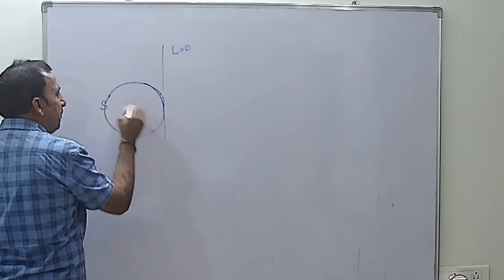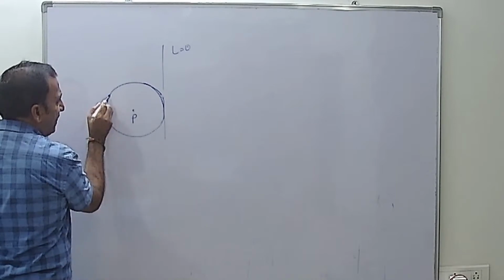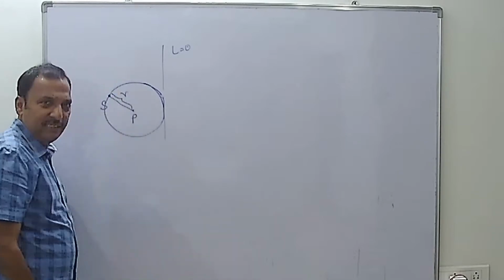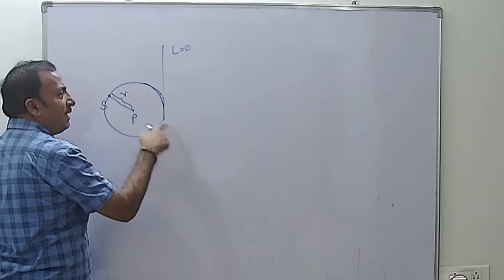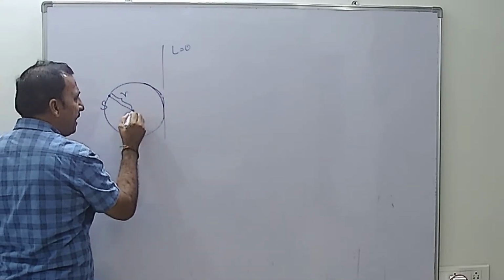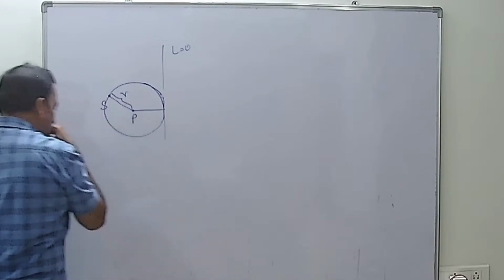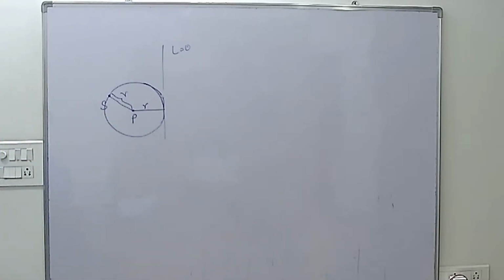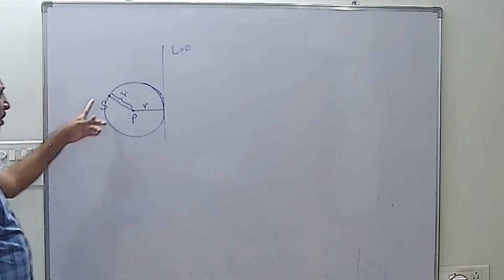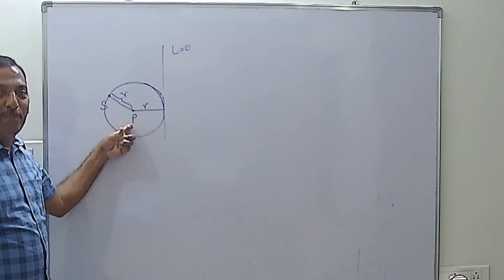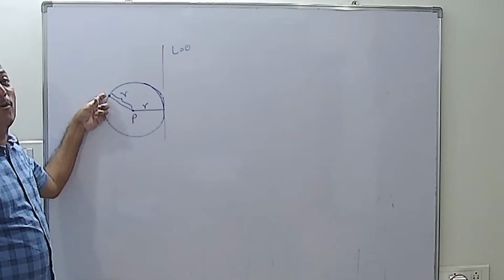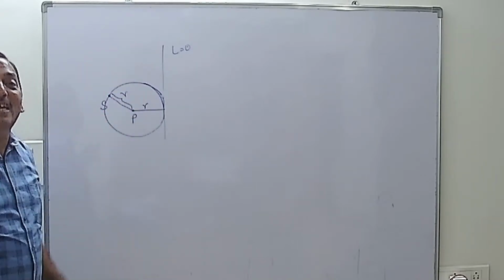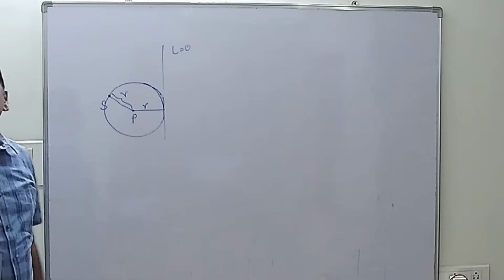See, the circle is passing through the fixed point, and S is on the circle. So P is the center of the circle. What is this distance? Radius. The circle touches the line. We know that if a circle touches a line, the perpendicular distance from the center to the line is the radius. So the two distances are equal. So the point P is equidistant from the fixed point and the fixed line. Therefore, the locus of that point P becomes what? A parabola.